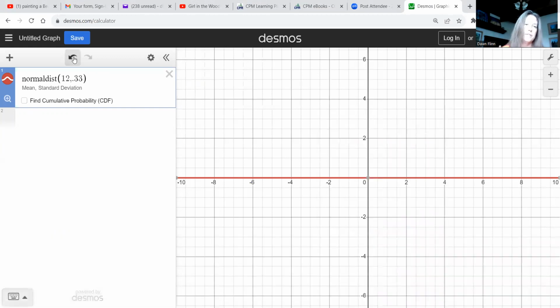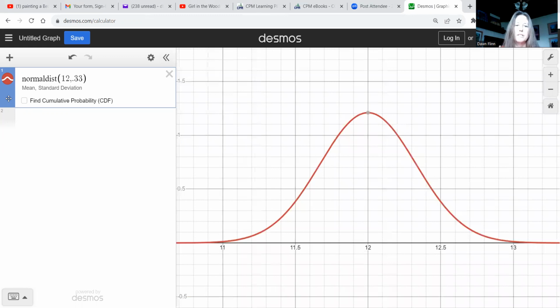And then as soon as I typed in normal dist, it said mean, standard deviation. So I knew that's where I have to type in my mean and my standard deviation. Again, I just got those right straight out of our textbook. They were in the problem. And then there's the histogram. You can't really see it, so I'm going to hit zoom fit. And there it is.